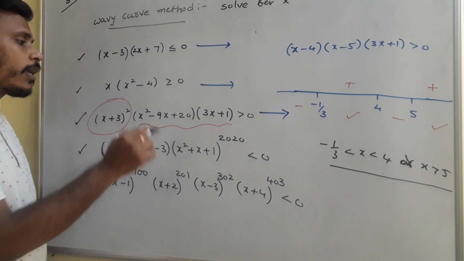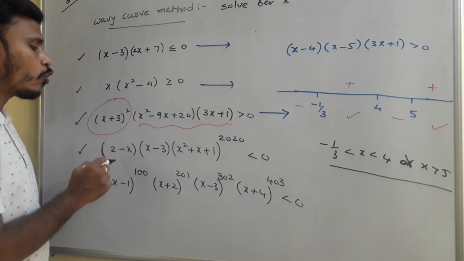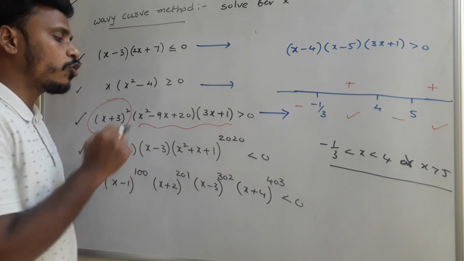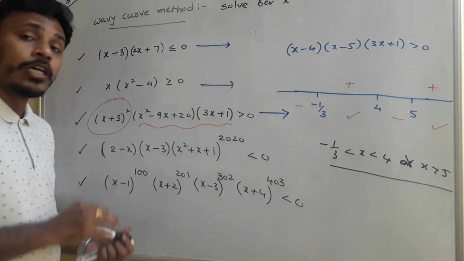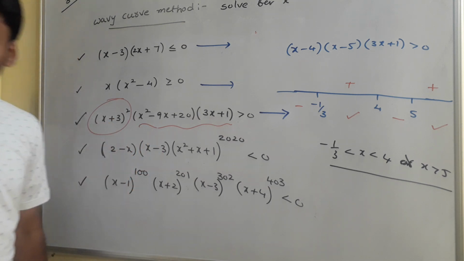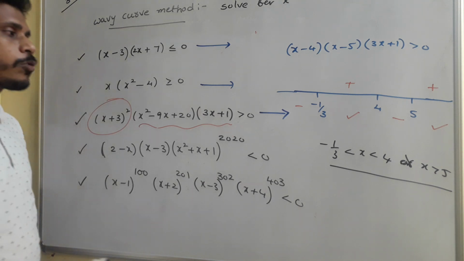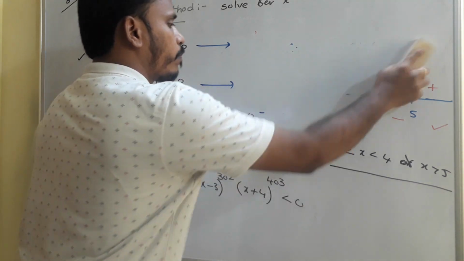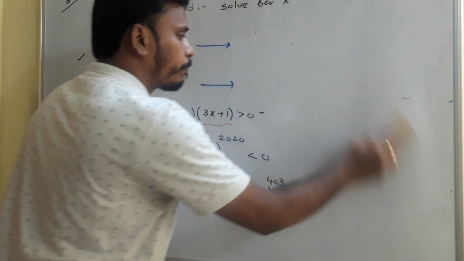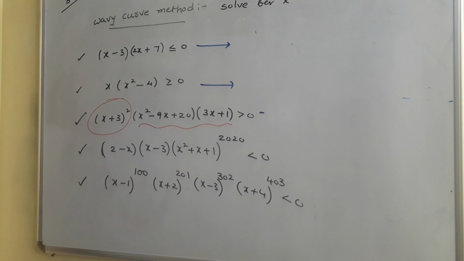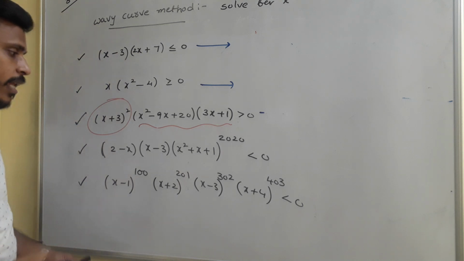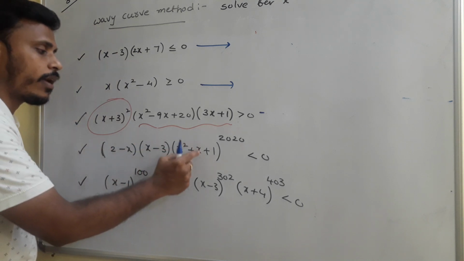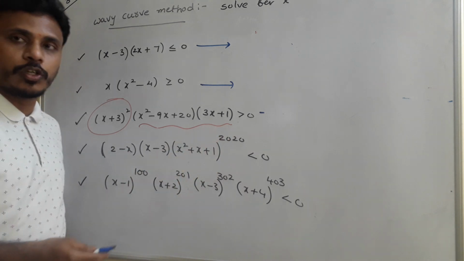Now you need to think about the fourth one. Just have a look: 2 minus x into x minus 3 into x square plus x plus 1 to the power 2020 less than 0. We need to find the possible values of x. I am just erasing the third one. You just pay attention on the fourth problem: 2 minus x into x minus 3 into x square plus x plus 1 to the power 2020.